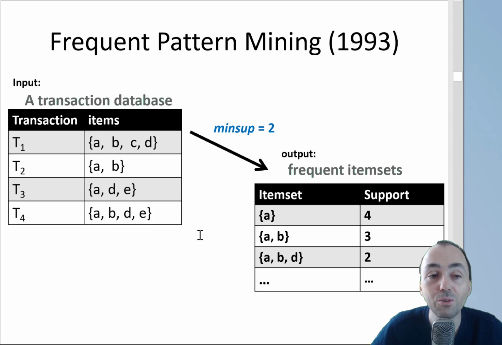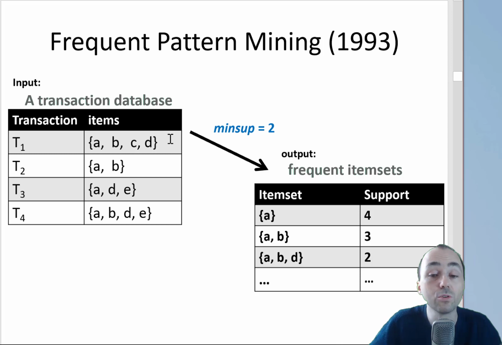So let me show you this with an example. Here I have a database on the left, the same I showed you before. And on the right, I have some frequent item sets. So if I set the minimum support to 2, I will find several item sets like A, AB, ABD, and so on. We say that those are frequent item sets because they appear at least twice in the database.